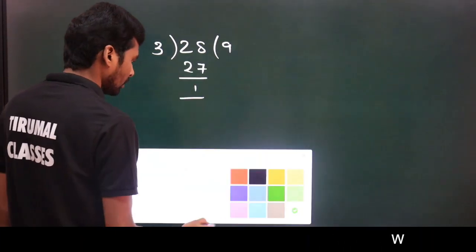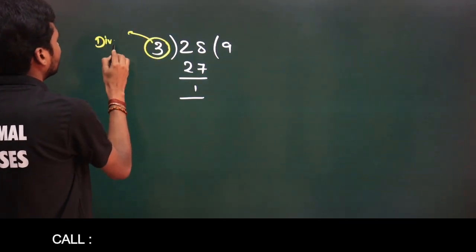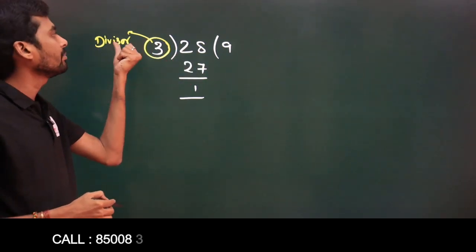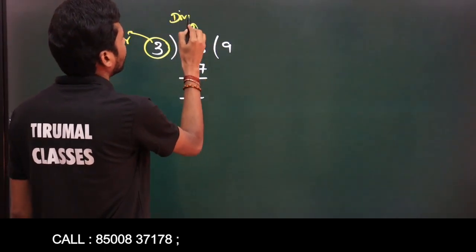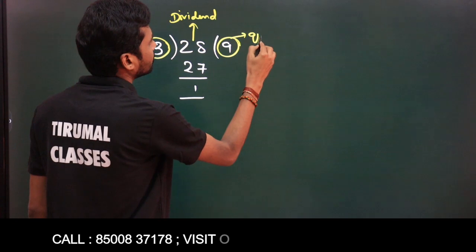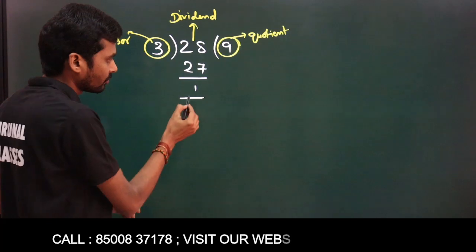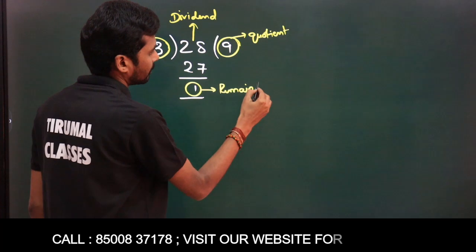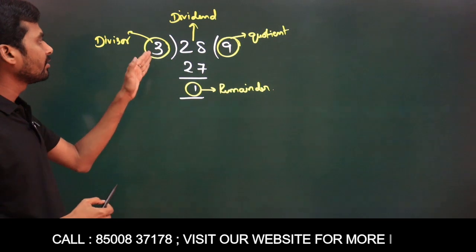1. Okay. Now, this part is called divisor. If a particular number is divided by any number, that dividing number is called divisor. And this number is called dividend. This number is called what? Dividend. And this number is called quotient. And the part we are left with, this final part, is called remainder.